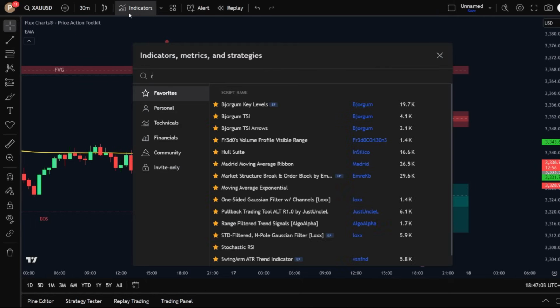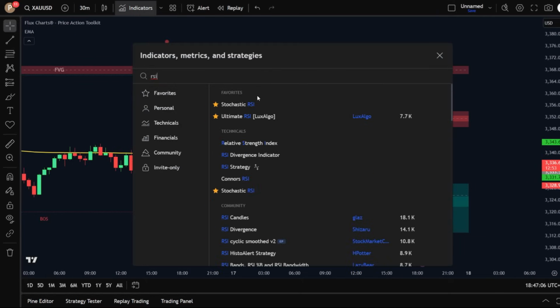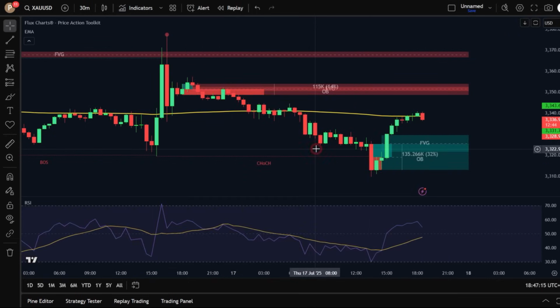Second, we add the RSI. This is our entry trigger. After the price has pulled back into one of our key zones from the toolkit, we look at the RSI for confirmation that momentum is shifting back in our favor.